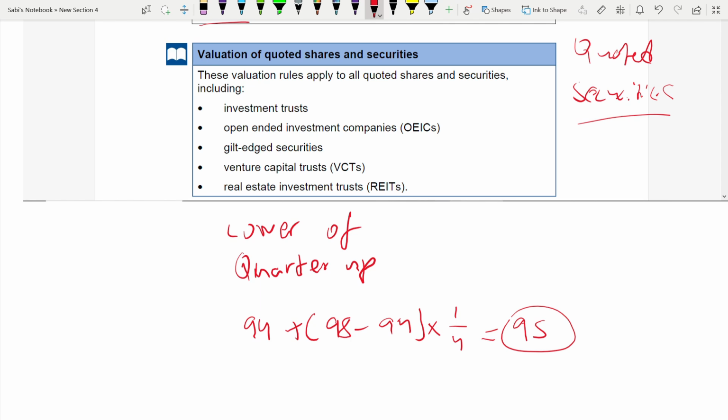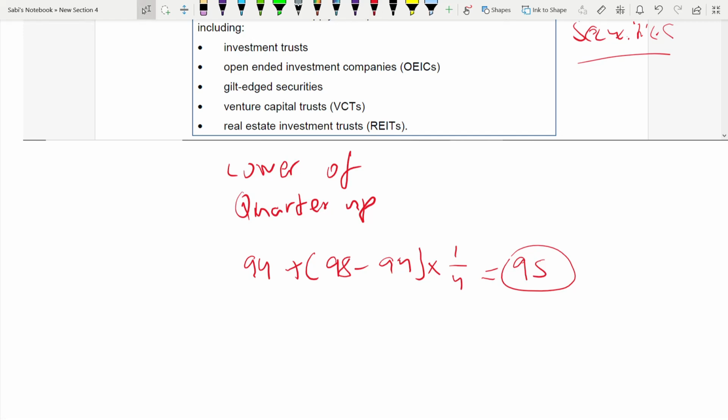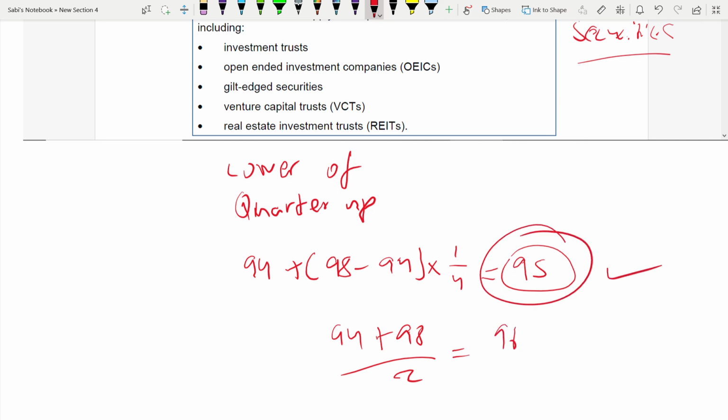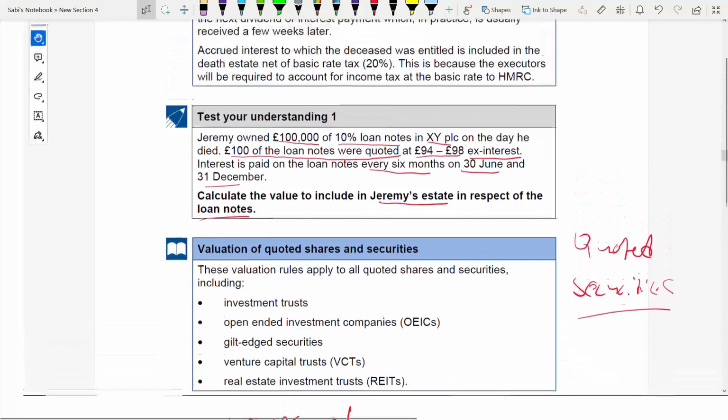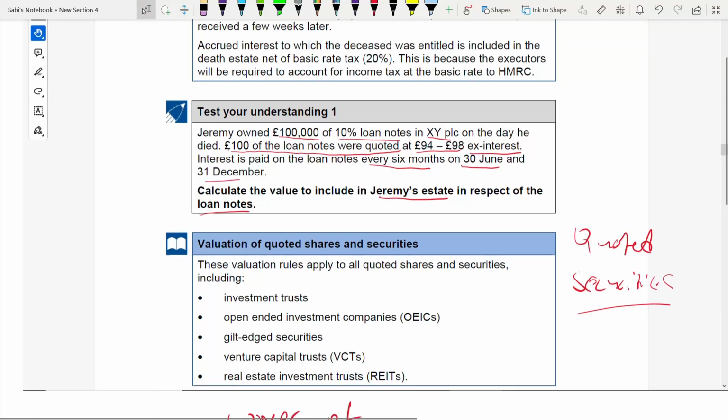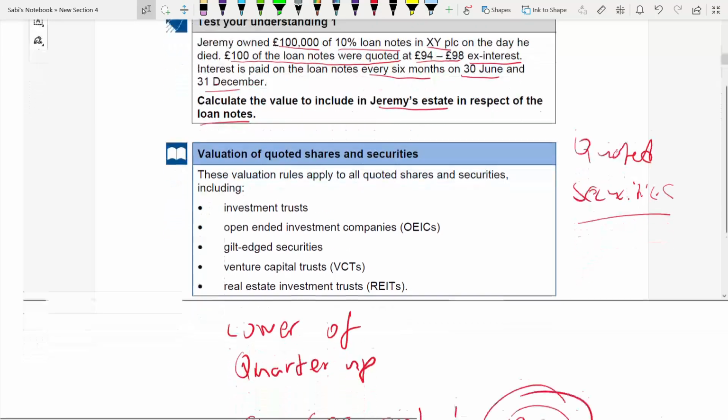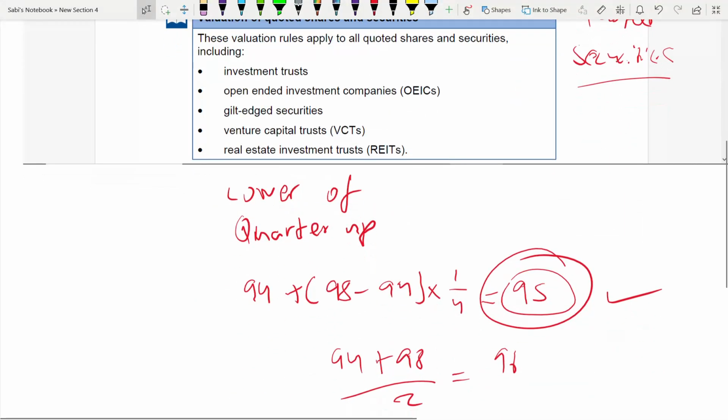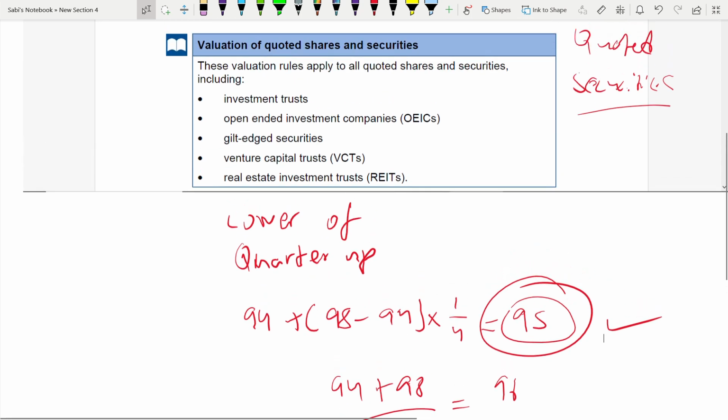Now, what about average? If you do average of 94 plus 98 divided by 2, just do and see, 96. Which is lower? Quarter up is the lower. So 95 is the price. It is 95 per 100. So value of 100,000. What is the total amount?